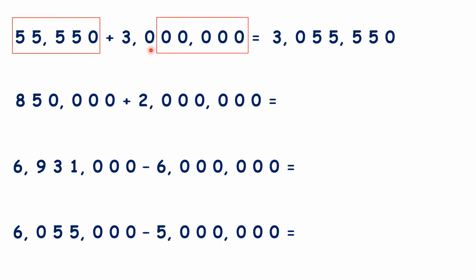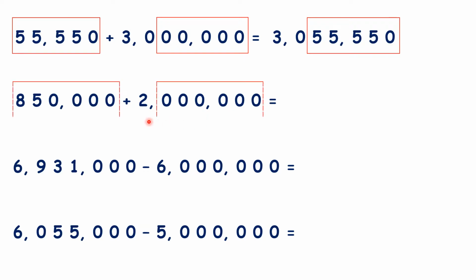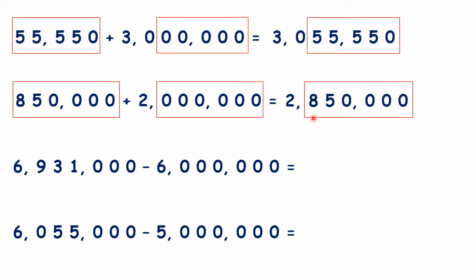It's important to understand that we don't have any 100,000s in our first number, and we don't have any 100,000s in our second number, so we need a 0 in the 100,000s of our answer. So what is 850,000 plus 2 million? We can see what we're adding, so our answer is 2,850,000, and you can see how we've added that mentally.